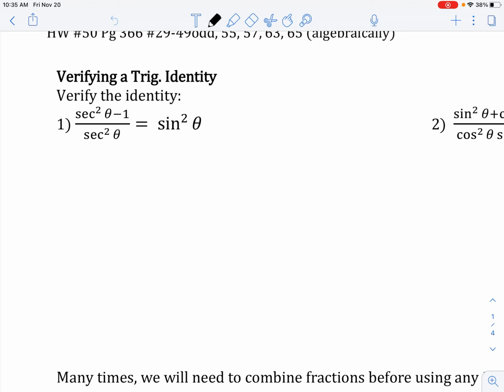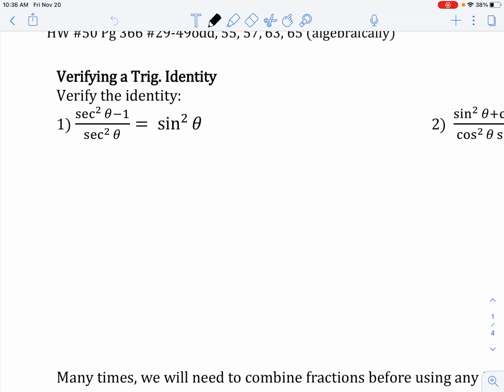Again, we're going to try to work exclusively on one side. As I suggest, I recommend trying to work with the more complicated side. Now, I should also point out that there is more than one way to go about doing this. There are actually a number of different options here. Some of you are probably looking at this and already thinking about substituting secant squared theta minus 1 for tangent squared theta using the Pythagorean identity.